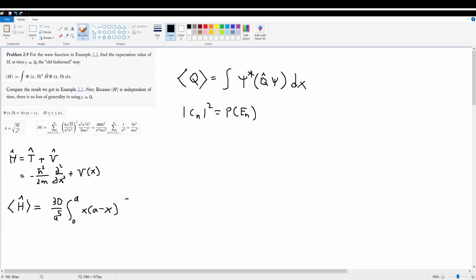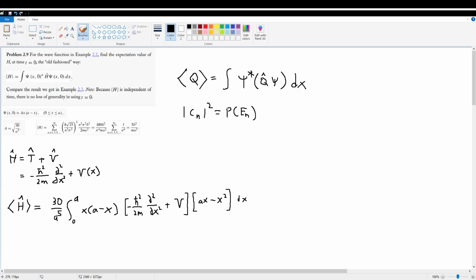And we have the operator, negative h bar squared over 2m times the second partial with respect to x, plus our potential, v, multiplied by, and I'm actually going to distribute this out fully, a times x minus x squared, because that way it'll be more intuitive to just do the integral without showing our work. And this whole thing is multiplied by dx.